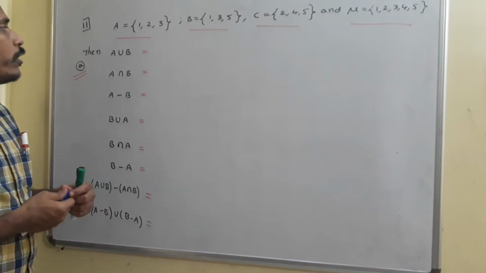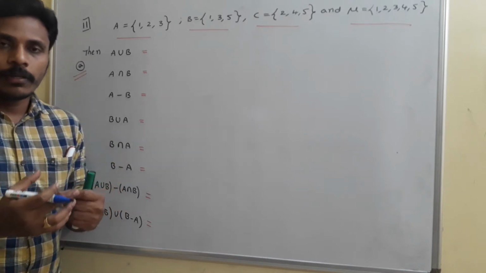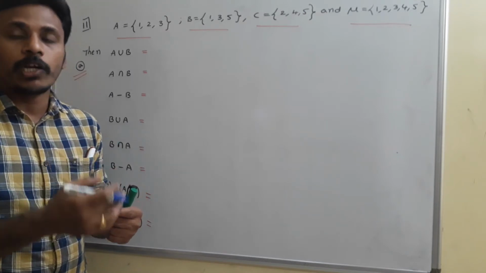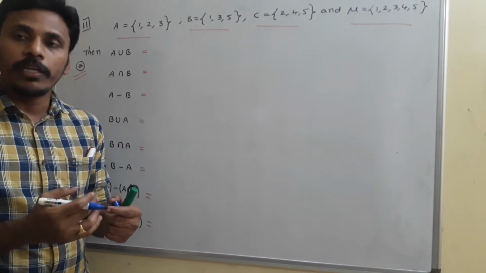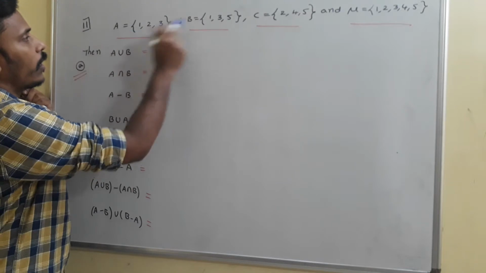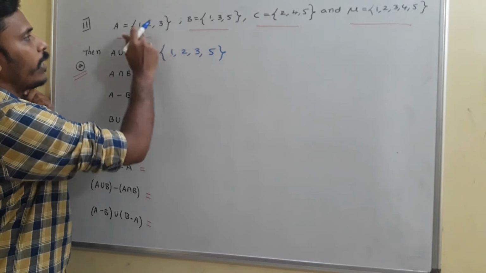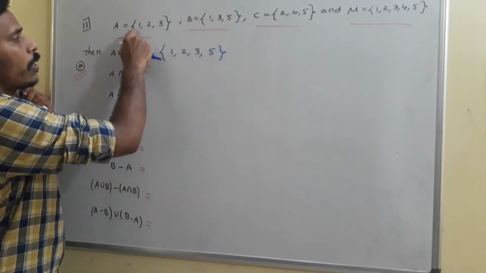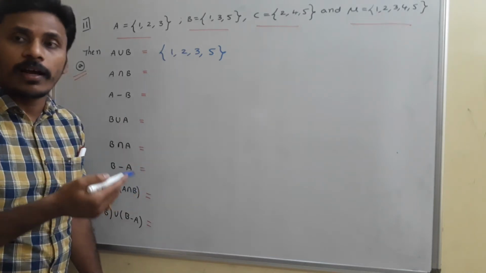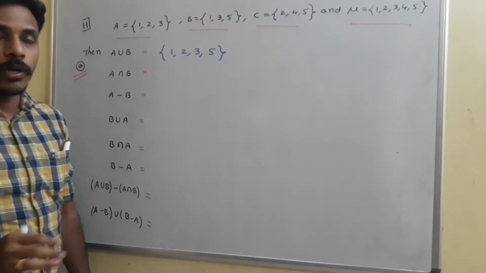Okay. A union B. As we discussed, union means either A or B. That means you need to collect all the elements. Every element of A and every element of B should be involved. Union means collect all, everything together. So it contains 1, 2, 3, 5. Every element of A or B should be in this. Everything is there. See, no need to repeat the element in the list form. Just write once, that's enough. 1, 2, 3, 4, 5.